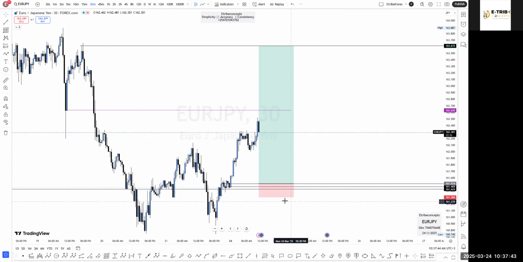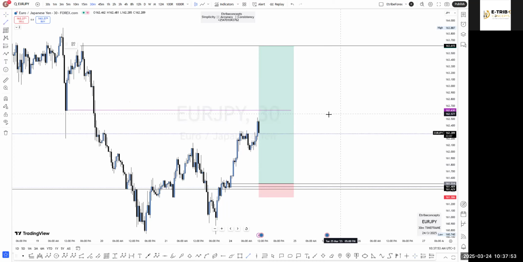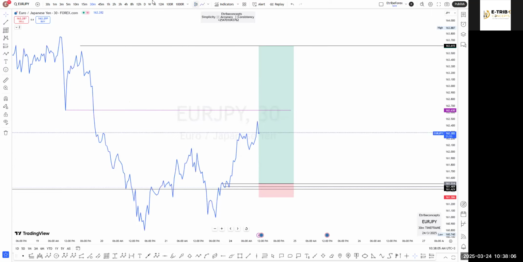That is when the market comes here and gives us an entry. And then the second one here, the main take profit at 163.615. So that is for the buying scenario, for the bullish opportunities.